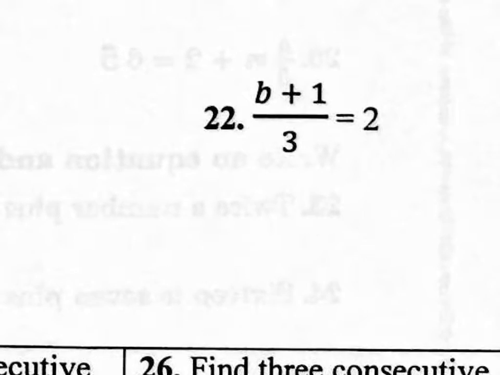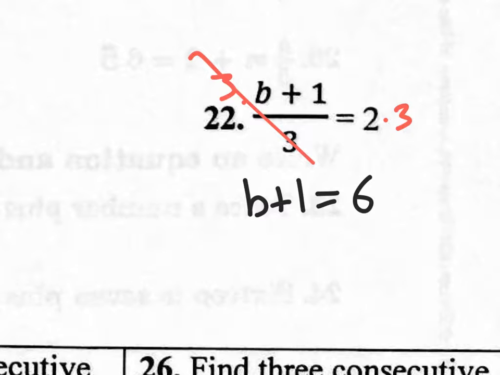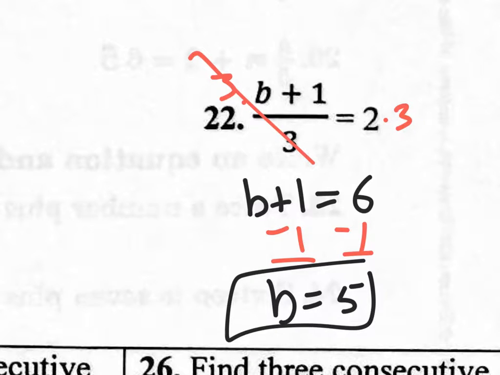You guys probably think that looks confusing because of the fraction, huh? Get rid of the fraction. How do you get rid of the fraction? By 3. What you do to one side, you do to the other side. The 3's cancel. You have a nice beautiful b plus 1 equals 6. And then you subtract 1 on both sides, and you get b equals 5. Man, easy, right?